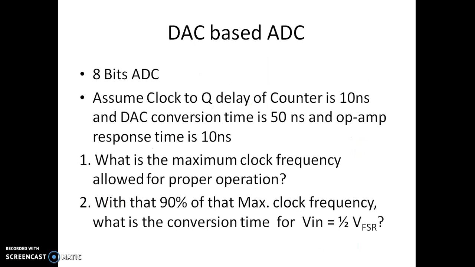Now let us see an example for an 8-bit ADC. Assume the clock to Q delay, because we know that there is a counter, and the counter will certainly take some time to give the output upon the clock. Let us assume that clock to Q delay is 10 nanosecond, and DAC conversion time is 50 nanosecond. Once you give the input to the DAC, it will certainly take some time to give the output voltage. Let us assume the op-amp response time is 10 nanosecond, because when the input changes the op-amp will also take some time.